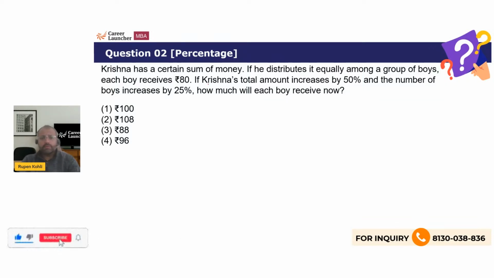So this amount we can quantify in terms of two things: the number of boys and the amount, which is this 80. So can I say the amount, let's say A, with Krishna is 80 into the number of boys, let's say n, because everybody is getting 80 rupees. Now the amount is also changing, and the number of boys is also changing. So the new amount is 1.5, because 50% more, so it's 1.5 into the initial amount A. So 1.5 into 80 into n, which is 120n. That is your new amount.